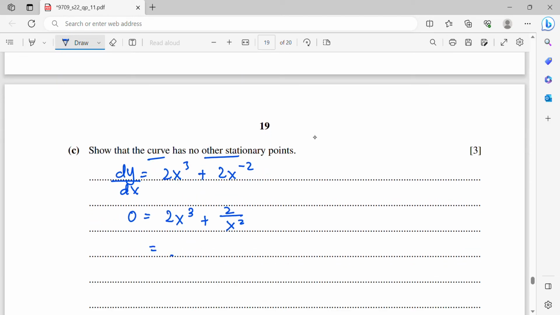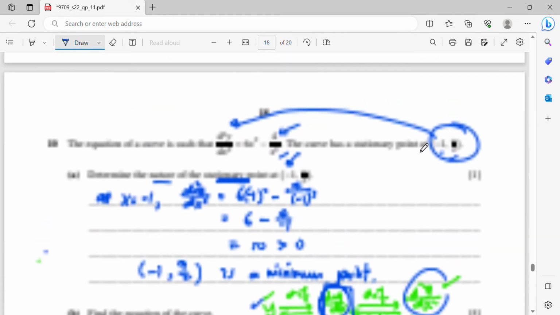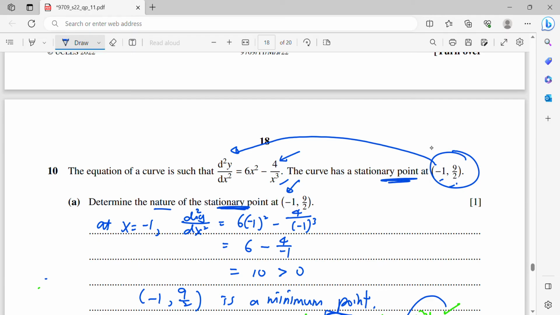So from here, get the same denominator, x squared. Then the first term, you multiply 2x cubed with x squared. It will be 2x degree 5 plus 2 equals to 0. So when you solve this equation, which means 2x degree 5 plus 2 equals to 0, in other words, x degree 5 is minus 1. So it means that your x only has one value, which is minus 1. So x equals to minus 1. Just now you are given the stationary point. This is the only stationary point you have, because we only get one x value when the dy dx equals to 0.